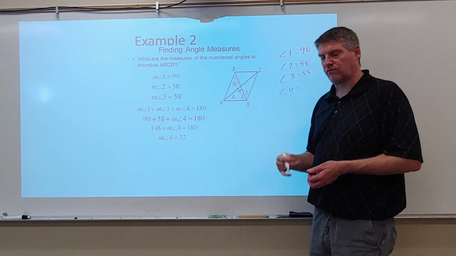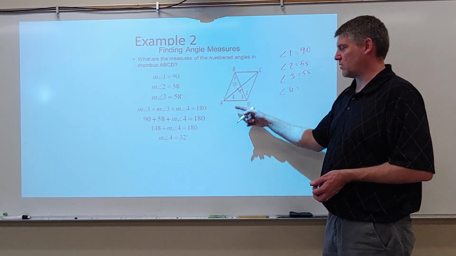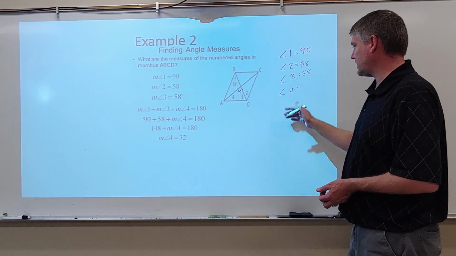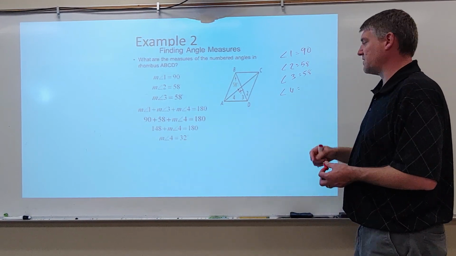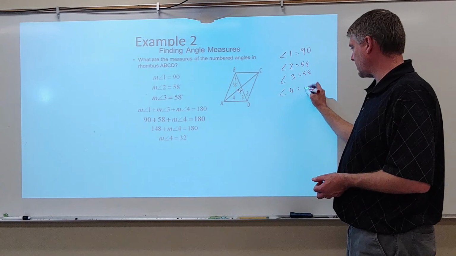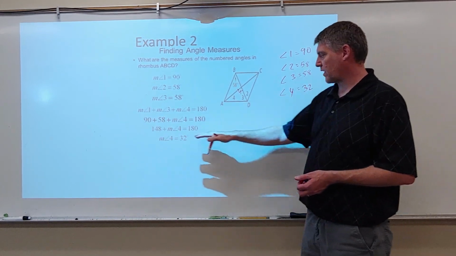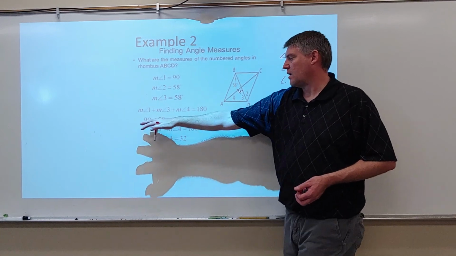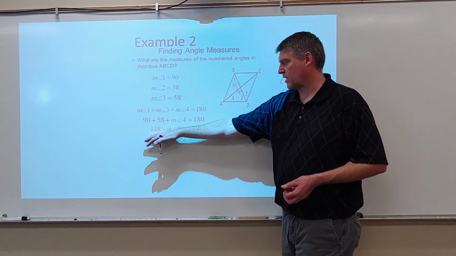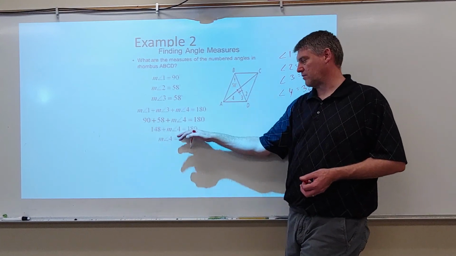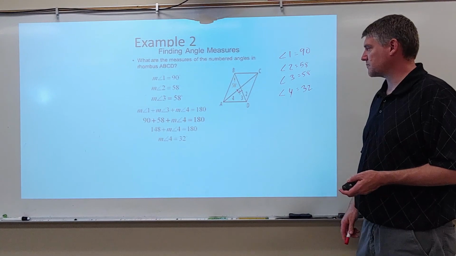Now, to find angle 4, I know that my triangle has to add up to 180. So I'm going to go 90 plus 58 is 148, plus angle 4 equals 180, or what plus 58 gives me 90, so angle 4 is 32.